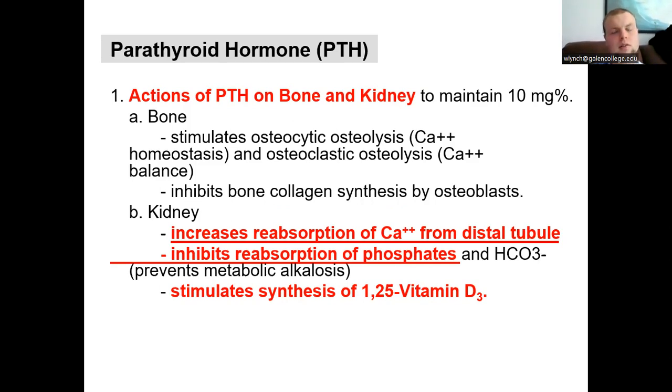In the kidney, it's going to increase the resorption of calcium from the distal tubules of the glomerular apparatus. It's inhibiting reabsorption of phosphates, and it's stimulating the synthesis of 1,25 vitamin D3, or dihydroxycholecalciferol.